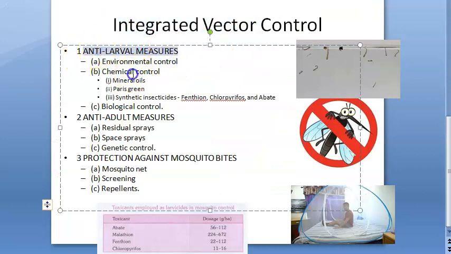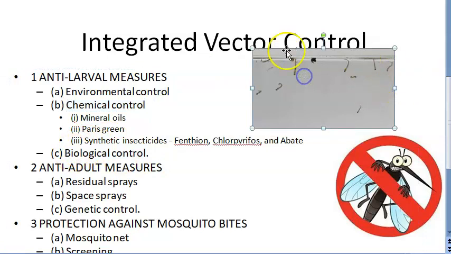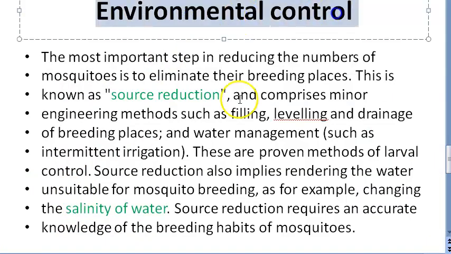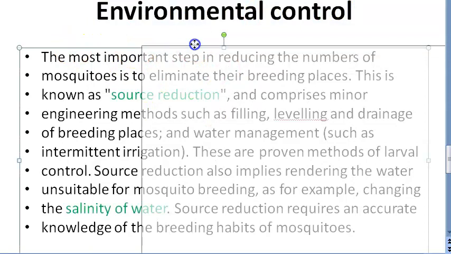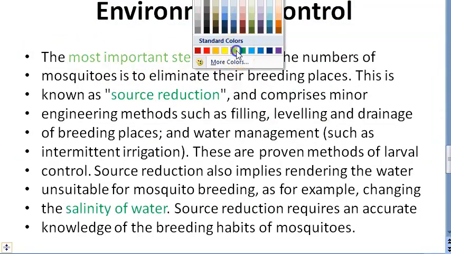Now we will look at anti-larval. In anti-larval, you have to write three things. What are the three things you'll write? Environment. You control your environment. Chemical control you try to do, and then biological control. Okay. So what all you will do? Environment control, chemical control, biological control. Environmental control means you will try to keep clean. So guys, in environmental control, they are saying that this is the most important step, okay, in reducing the number of mosquitoes. So basically, this is called source reduction.